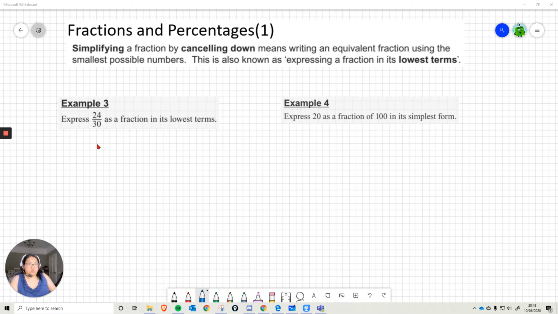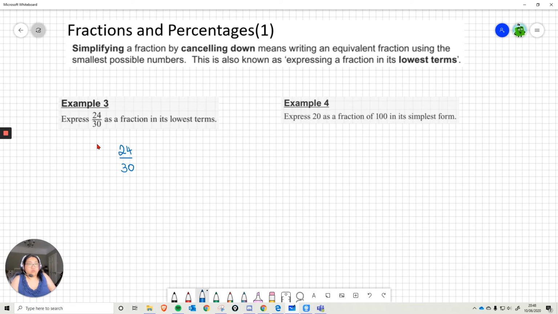It's really important when we're thinking about cancelling terms that you think about what goes into the top and the bottom of our fraction. So what factor goes into 24 and what factor also goes into 30? We want the same number to be able to divide into the numerator and the denominator.